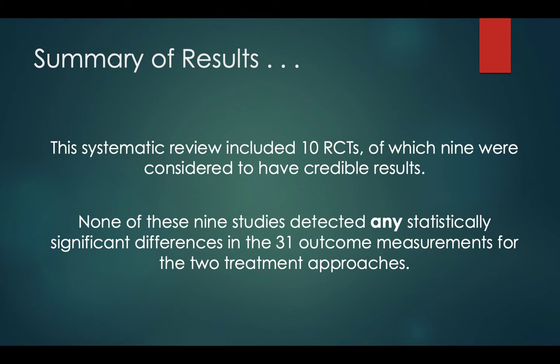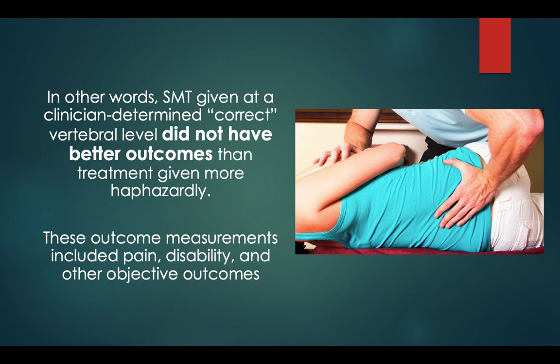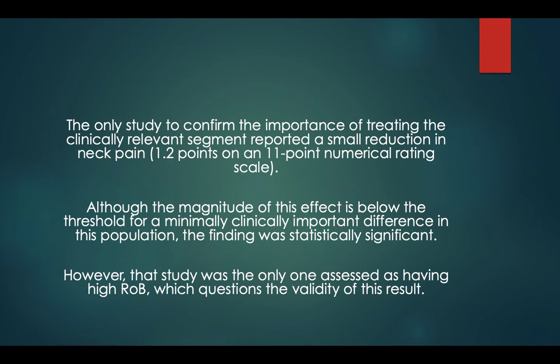This systematic review included 10 RCTs, of which 9 were considered to have credible results. None of these 9 studies detected any statistically significant differences in the 31 outcome measurements for the 2 treatment approaches. In other words, SMT given at a clinician-determined correct vertebral level did not have better outcomes than treatment given more haphazardly. These outcome measurements included pain, disability, and other objective outcomes. The only study to indicate a clinical benefit was eliminated.